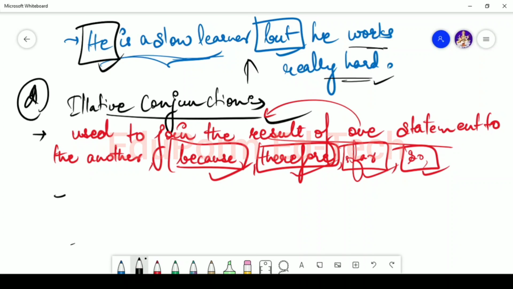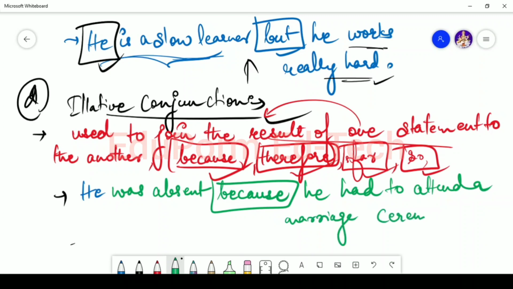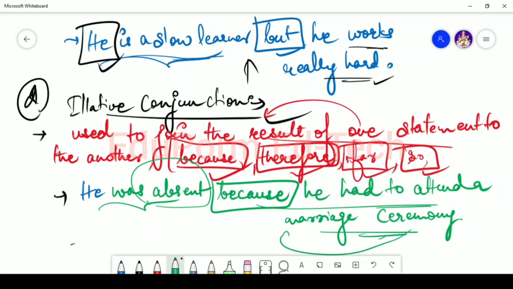Let's say for example, he was absent because he had to attend a marriage ceremony. Now if you watch this sentence, you will understand that I'm specifying the reason. He was absent, and because of this, the result is that reason. He had to attend a marriage ceremony, and that is why he was absent. So these are the 4 types of conjunctions which are a part of coordinating conjunction.